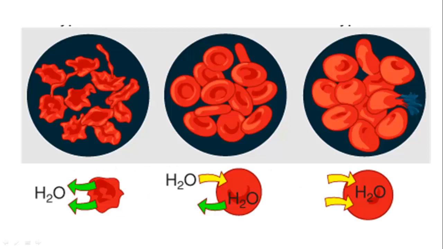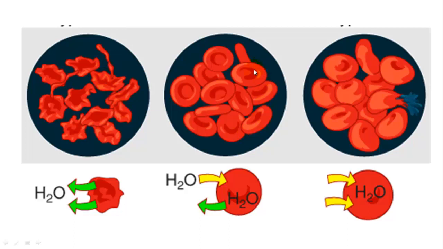So here are three blood cells in different solutions. If this red blood cell is shriveling, that means it's losing water. That means it is in a hypertonic solution. So this solution probably has more salts in it, and thus the water is flowing through the aquaporins into the hypertonic solution, and this red blood cell is shriveling. The red blood cell itself would then be hypotonic.